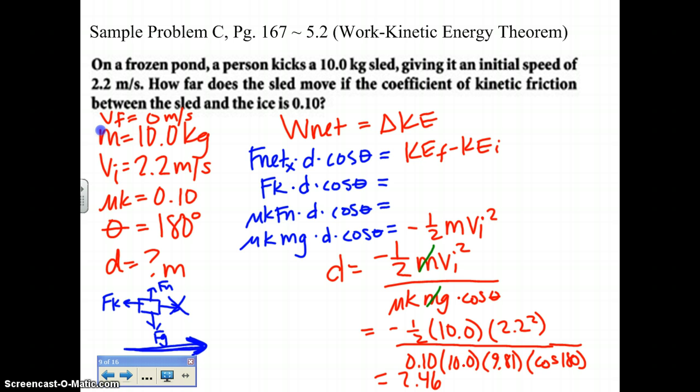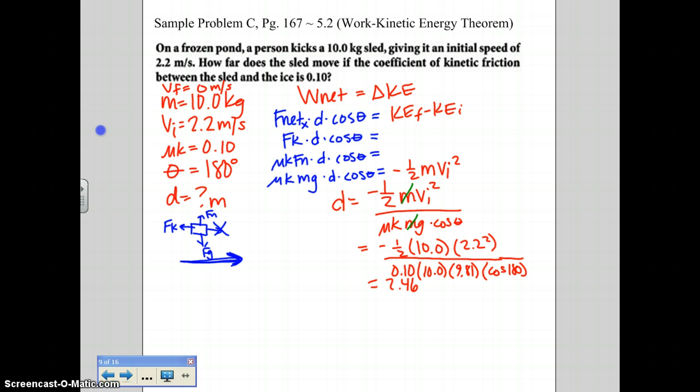I'm just going to put the final answer right here. So your d equals 2.5 meters. More specifically, 2.5 times 10 to the 0th meters.